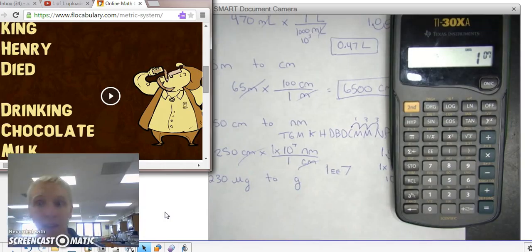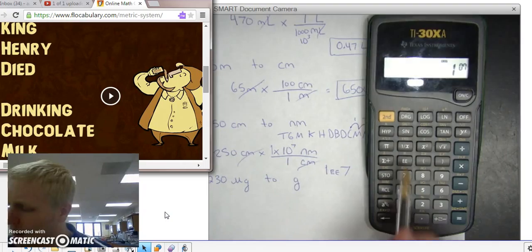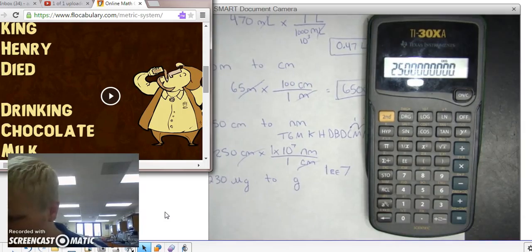You don't write any caret, you don't write any times, you don't write any 10, just 1 EE7. That's the biggest mistake people make. 1 EE7. Just repeat that to yourself. And the EE button is right above the 7 on most calculators. So plug that in and we get this ridiculously large number.